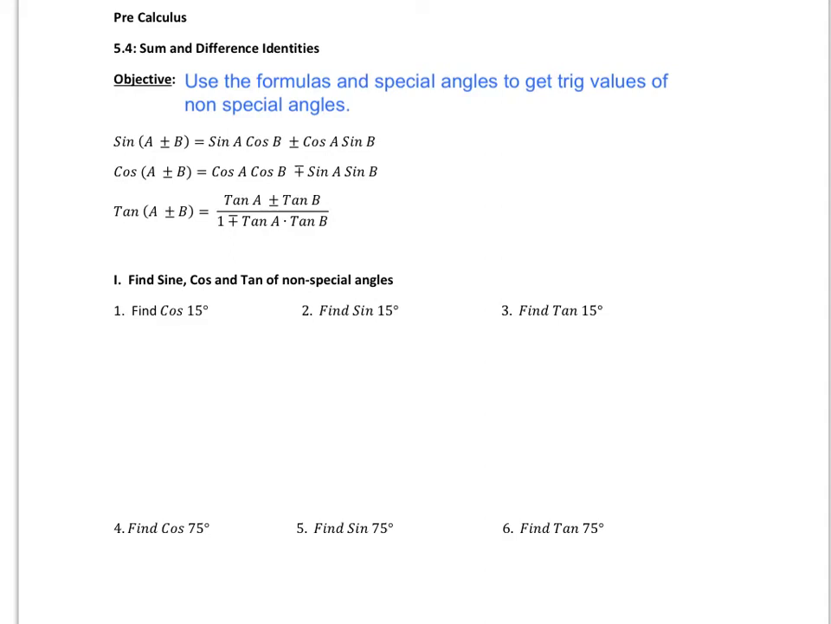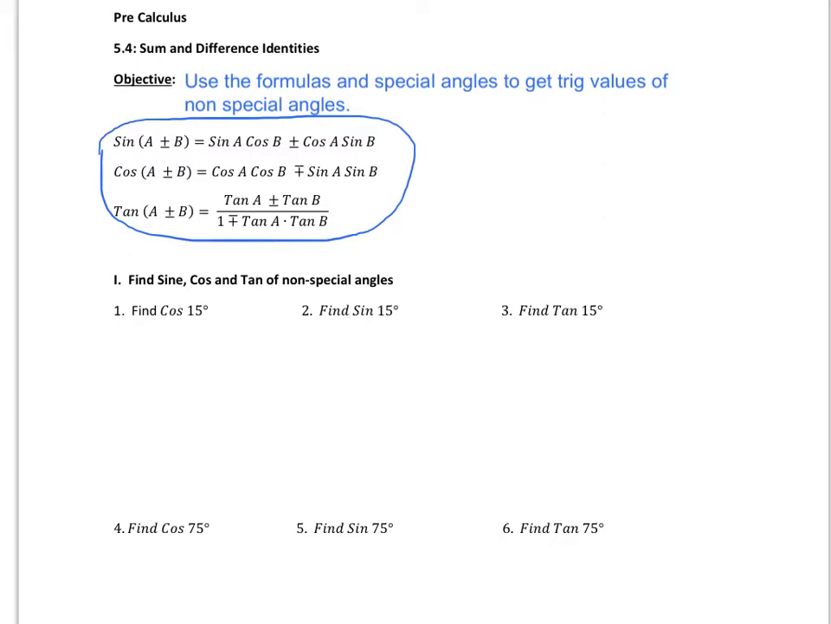Alright, for this first video for 5-4, the sum and difference identities, these are all on the handout for you. As I explained in class, you will have the ability to use these formulas for the quiz. You will be given these formulas. The main thing to understand is the objective. We want to use these sum and difference formulas, and we also want to use special angles in the unit circle to get trig values of non-special angles.